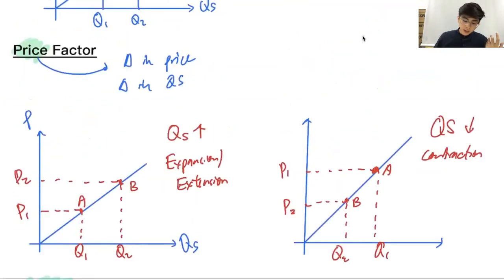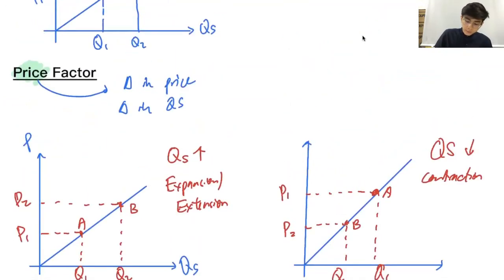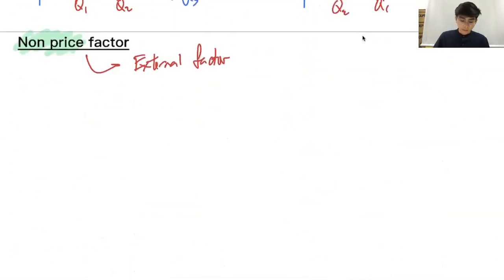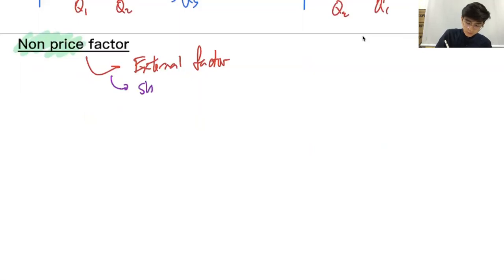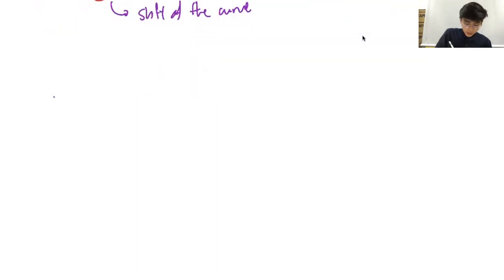Okay, again and again. The price factor is movement along the curve, point A to point B, point A to point B. Okay, the non-price factor is about a shift of the curve. So by looking at this, we can draw the graph that looks like this one.